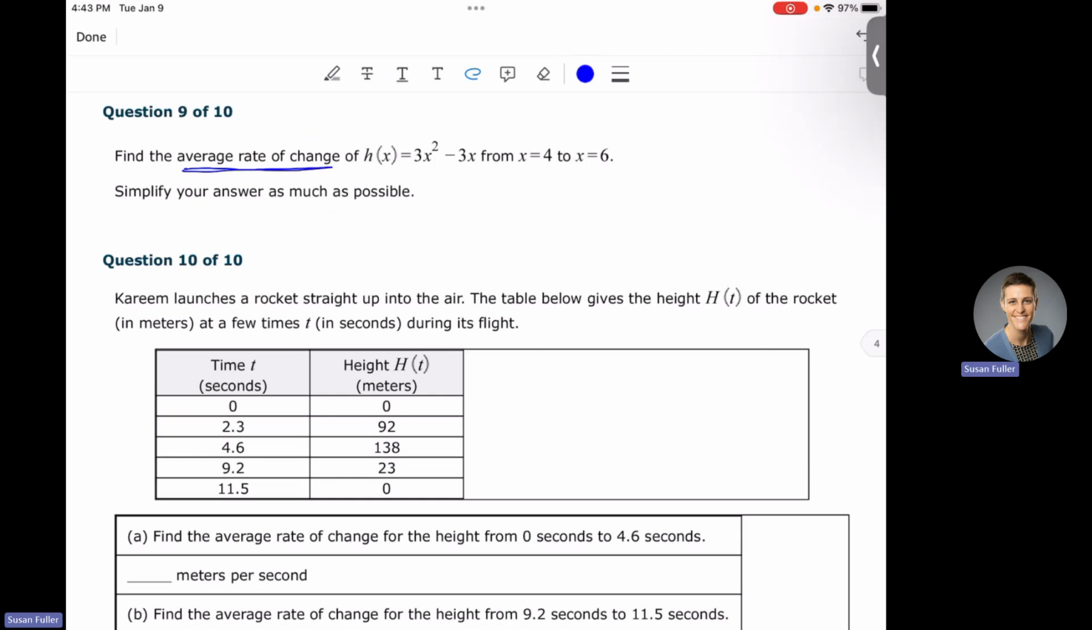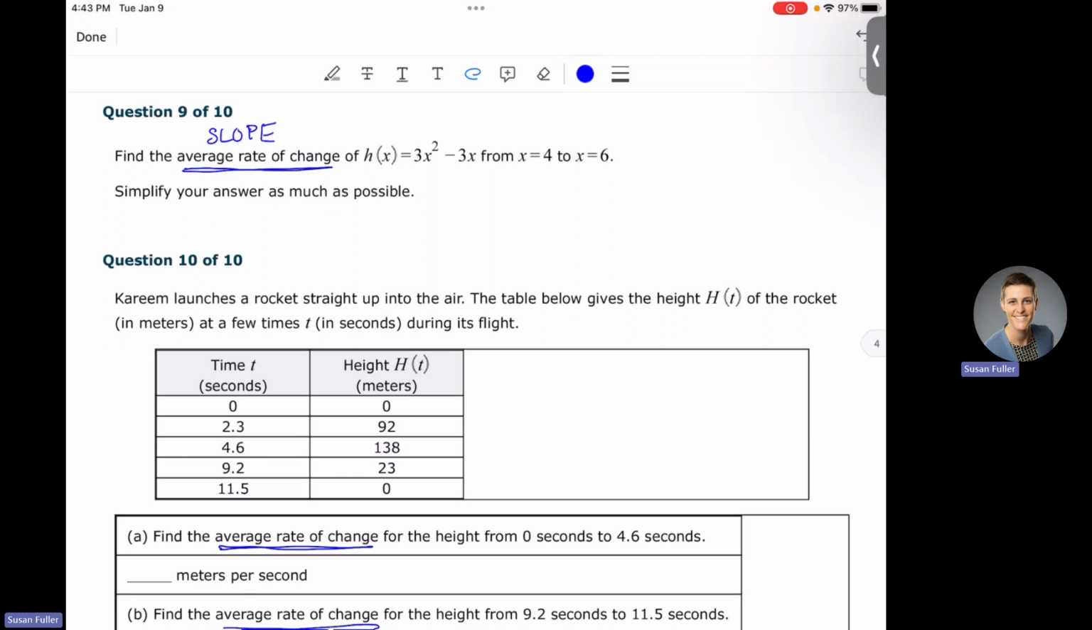Average rate of change sounds kind of scary, right? That sounds really complicated. But all average rate of change means is slope. So when you see the words average rate of change, I want your brain to replace that with slope. So this is just slope. So hopefully that kind of rings some bells.